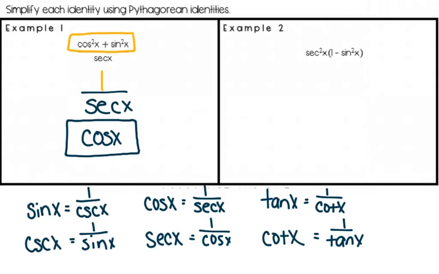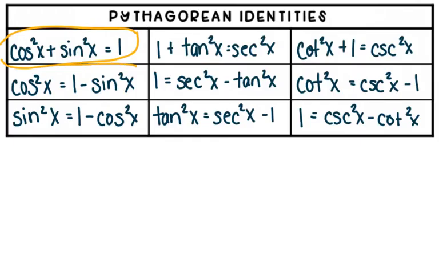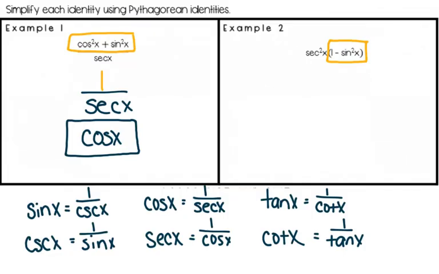Alright, so if I look at example 2, one of these is a Pythagorean identity. I'm going to highlight it. Now I want you to go back to your Pythagorean identity chart and see if you can find the one we would use for this. So cosine squared is the same thing as 1 minus sine squared. So I'm going to replace that part that I just highlighted in yellow with cosine squared.